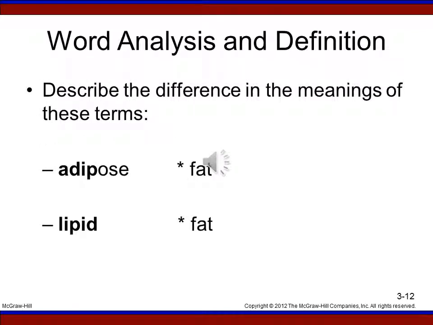Here with this word analysis and definition, let's describe the difference in the meaning of these two particular terms, adipose and lipid. Both adipose and lipid mean fat, as you see. What's the difference though in these definitions? Adipose contains a suffix of -ose, meaning full of. The root ADIP means fat. So adipose means containing fat.